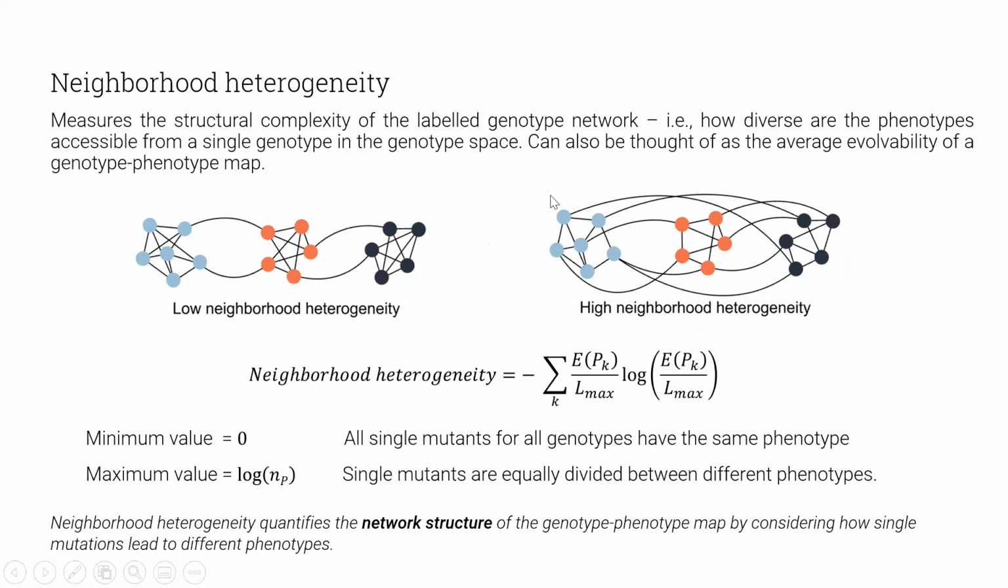And then we calculate the Shannon entropy of this distribution of edges for each node, and then we average it over all the nodes. So the minimum value will be reached when all single mutants for all genotypes have the same phenotype. That is, for each genotype node, if you were to make a single mutation, it leads to the same phenotype. And the maximum value is reached when it's equally distributed between all these phenotypes. And you can also think of neighborhood heterogeneity as a sort of evolvability measure, because genotype-phenotype maps with more neighborhood heterogeneity will lead to more different phenotypes on mutations. So if you make a single mutation, you have more chances of getting a different phenotype, and so on.